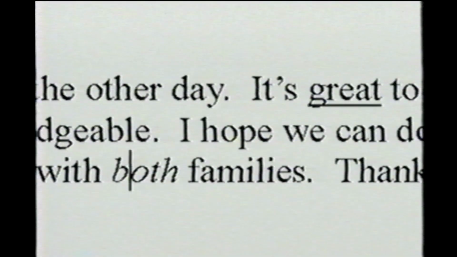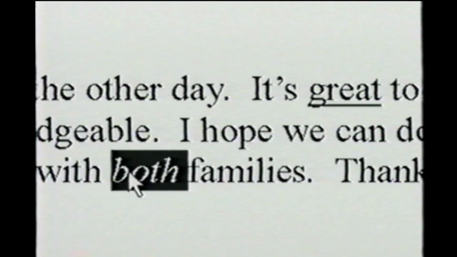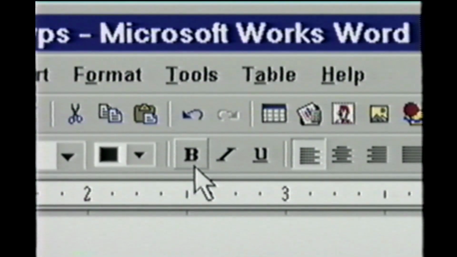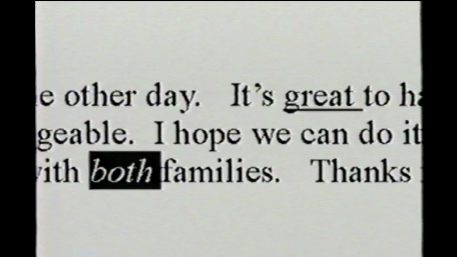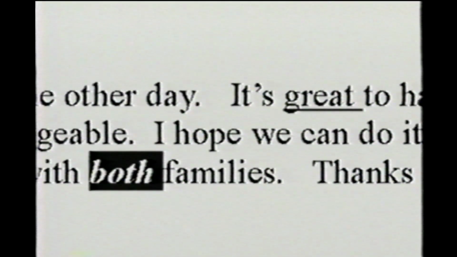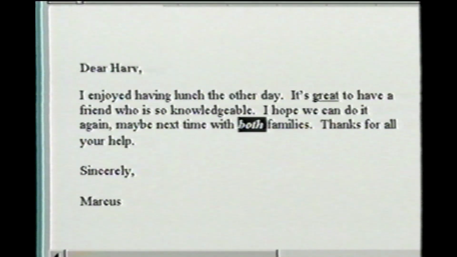Now, instead of italicizing the word, I decide I want to make it bold. I'll double-click on the word both to select that. When I click on the B, or the bold button, on the toolbar, watch as the highlighted word becomes bold letters. When I click anywhere else in the document or go back to typing, the bold or italics will remain, unless, of course, I change my mind again.